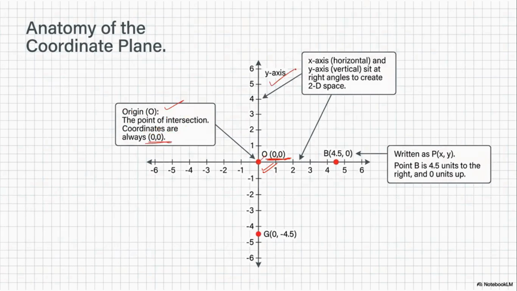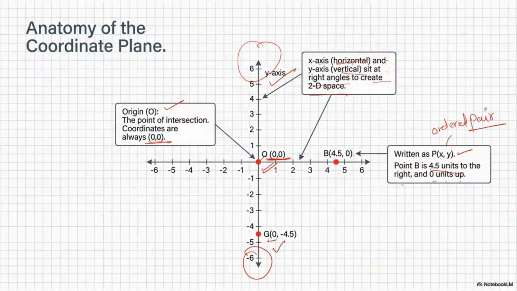Then up it is the y-axis, down also it is the y-axis, but up it is positive, down it is negative. The x-axis horizontal and the y-axis vertical sit at a right angle to create the 2D space. Now any point is represented by P(x, y), which is an ordered pair. So point B is 4.5 units to the right and 0 units up, so it is written as 4.5, comma 0.